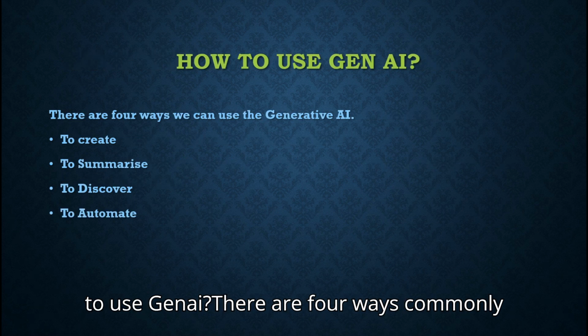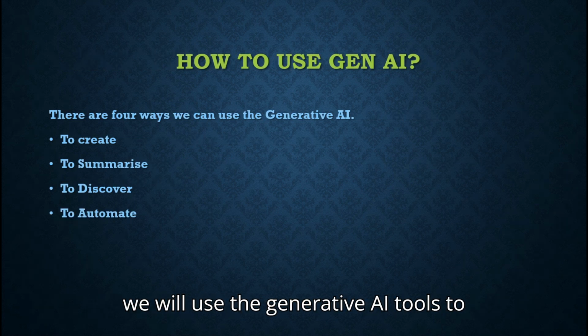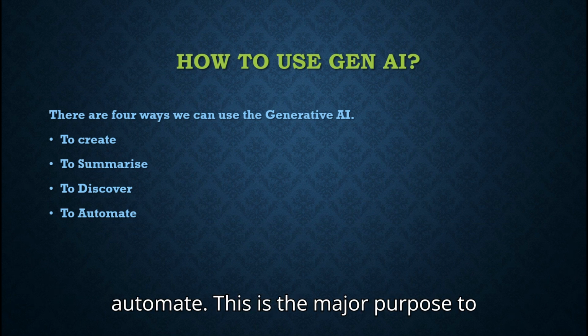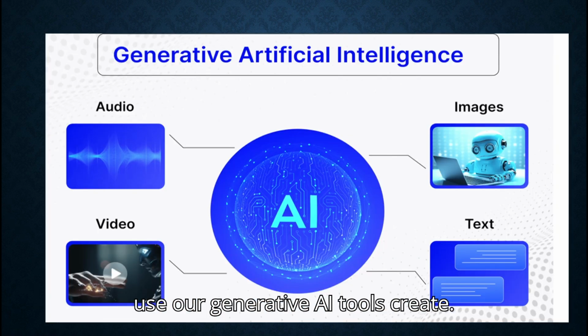How to use Gen AI? There are 4 ways commonly we use generative AI tools: to create, to summarize, to discover, to automate. These are the major purposes for using generative AI tools.